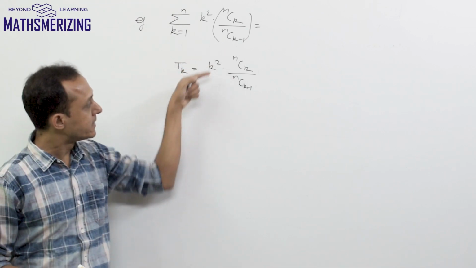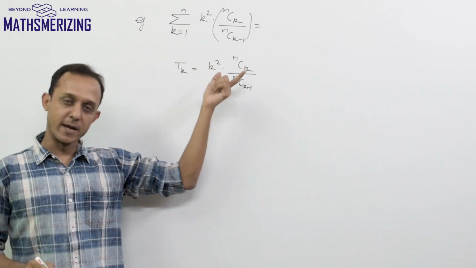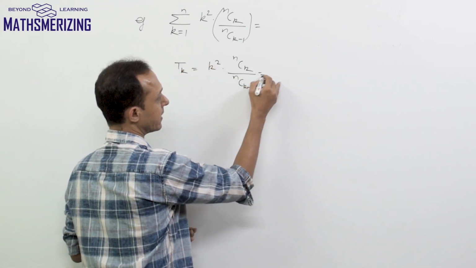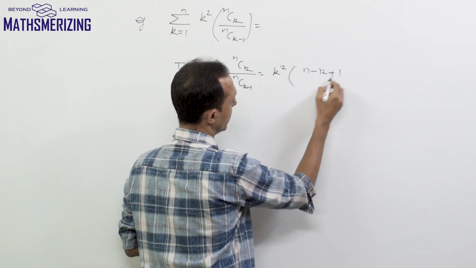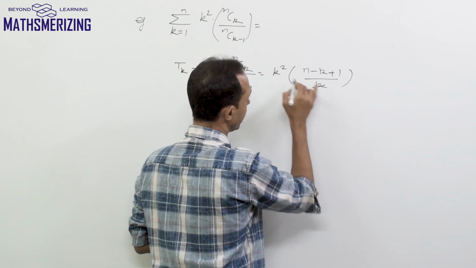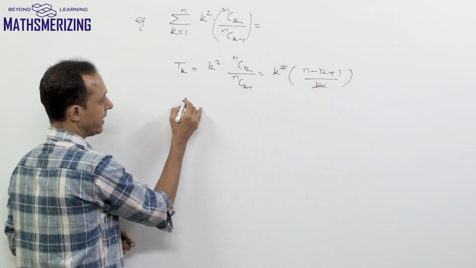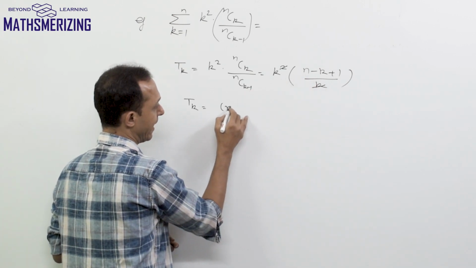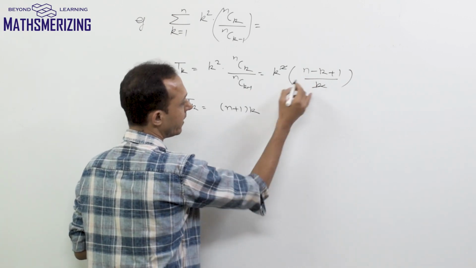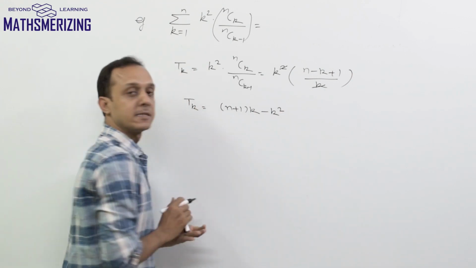Now here again n is same and k differs by 1. So again I'll use the same formula, which is k square and it is n minus k plus 1 upon k. So here k and k will cancel. So I'll write its kth term as, if I multiply it here, n plus 1 into k and then simply minus k square.